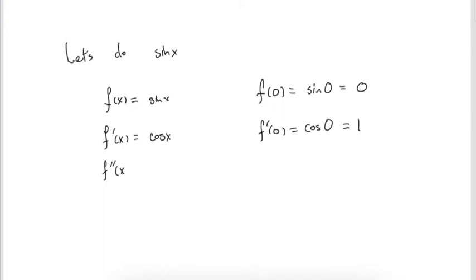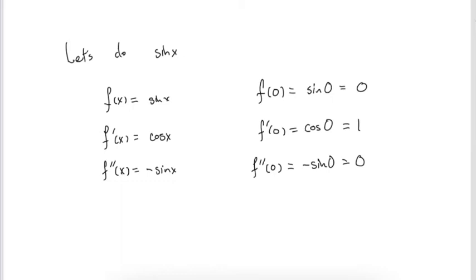f double prime of x would be the derivative of cosine. That's negative sine x. When I plug in 0, f double prime of 0 is negative sine 0, but sine of 0 is 0, so this one's also going to be a 0. So that term in the power series has a 0 coefficient.